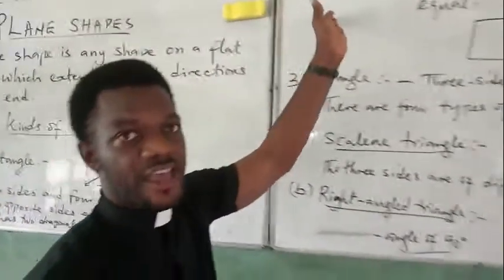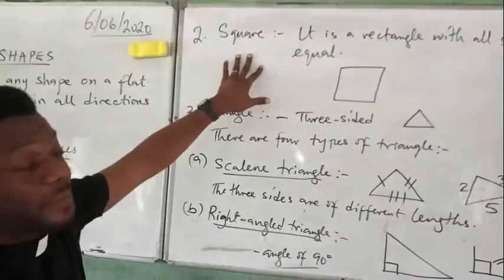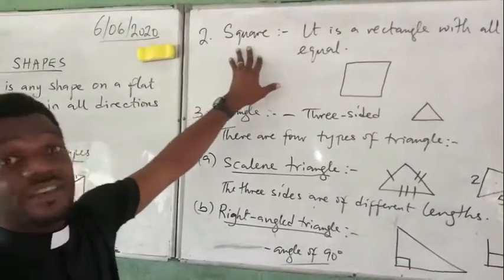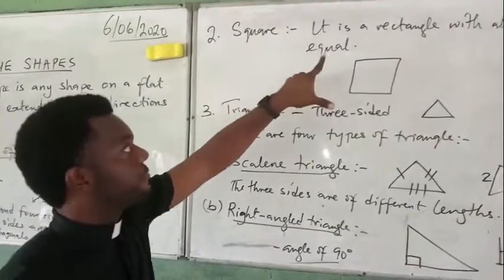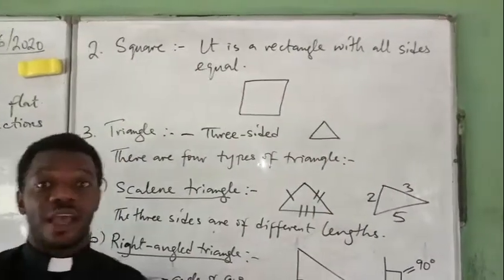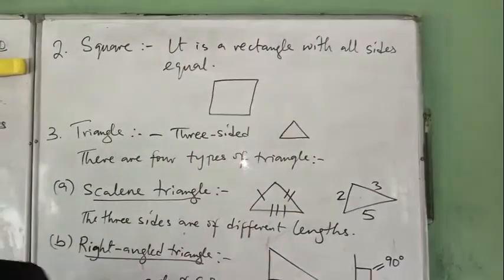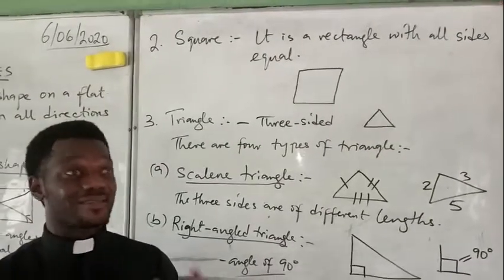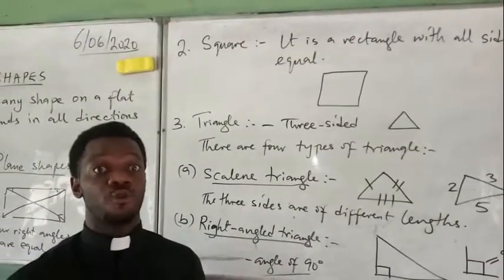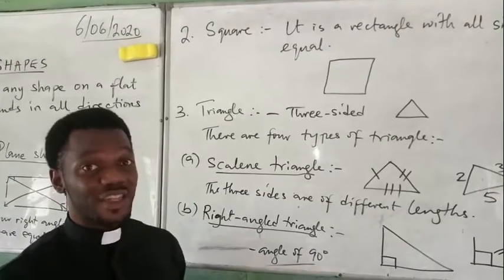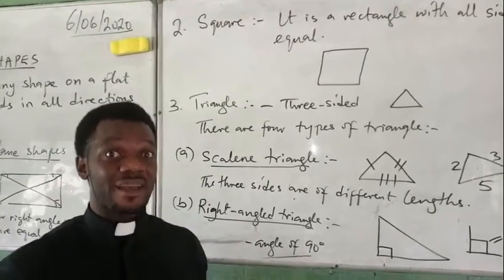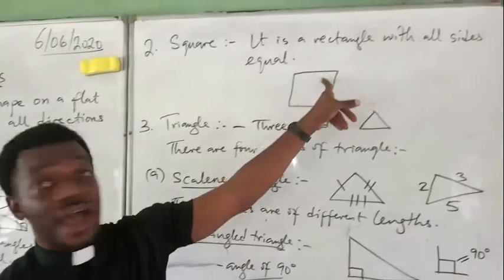So we go to the second kind of plane shape. This is a square. The first thing you say, a square is a rectangle. It is a rectangle with all the sides equal. A square has the same qualities as a rectangle. The only thing is that all the sides of a square are equal.